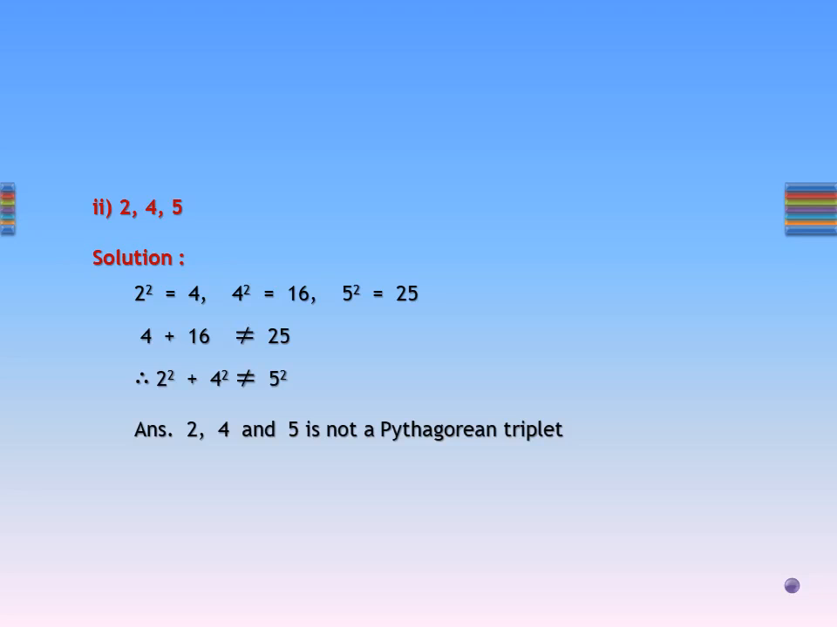So let us check whether the sum of the squares of the other two numbers, that is 2 and 4, comes to 25. 2 square is 4 and 4 square is 16. 4 plus 16 comes to 20, which is not equal to 25. That means 2 square plus 4 square is not equal to 5 square, and hence 2, 4 and 5 is not a Pythagorean triplet.